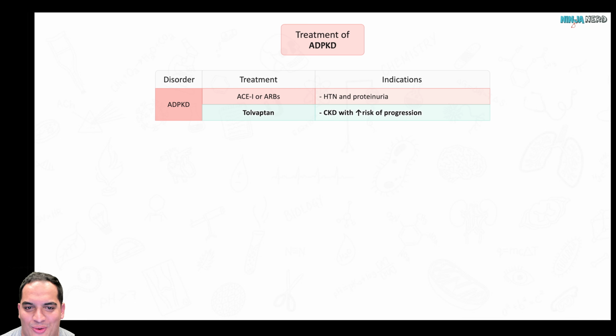Here's the interesting concept. In ADPKD, I told you that ADH enhances the cystogenesis process. So what if I came up with a drug that could block ADH and then reduce the cystogenesis process? Theoretically, I could decrease the risk of progression. So that's where tolvaptan comes in.